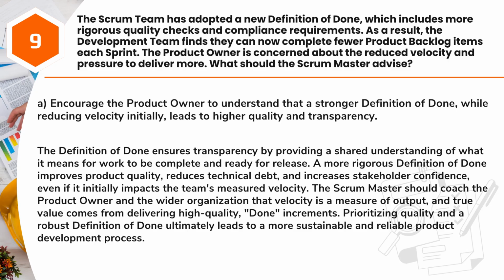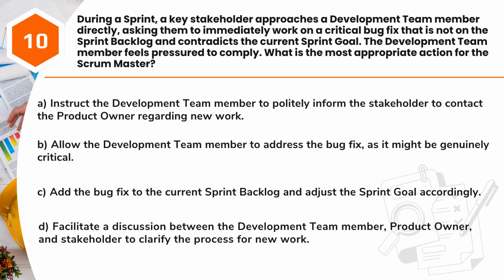The Scrum Master should coach the product owner and the wider organization that velocity is a measure of output, and true value comes from delivering high-quality, done increments. Prioritizing quality and a robust definition of done ultimately leads to a more sustainable and reliable product development process. Question 10. During a sprint, a key stakeholder approaches a development team member directly, asking them to immediately work on a critical bug fix that is not on the sprint backlog and contradicts the current sprint goal. The development team member feels pressured to comply. What is the most appropriate action for the Scrum Master?